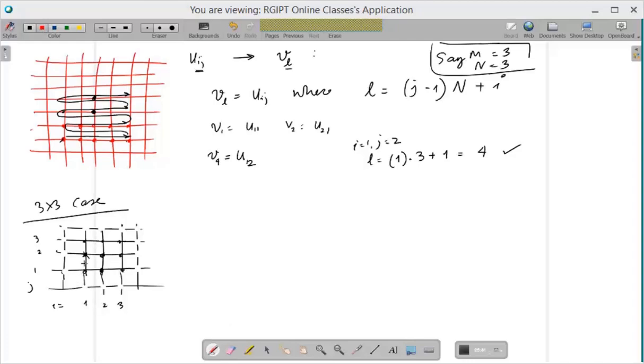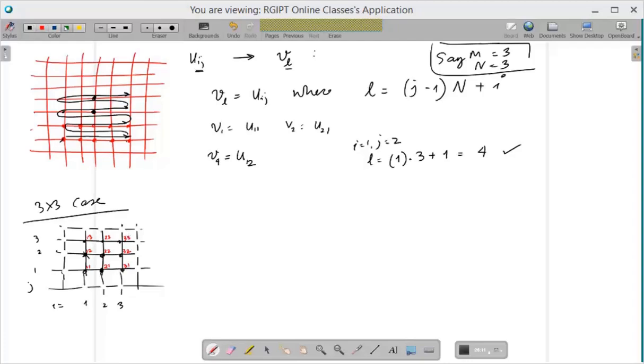Let me label the ij and the L coordinates according to the figure. I have ij, I'm going to put it in red color. This would be 1, 1. This would be 2, 1. This would be 3, 1. This would be 1, 2, 2, 2, 3, 2, 1, 3, 2, 3, 3, 3.